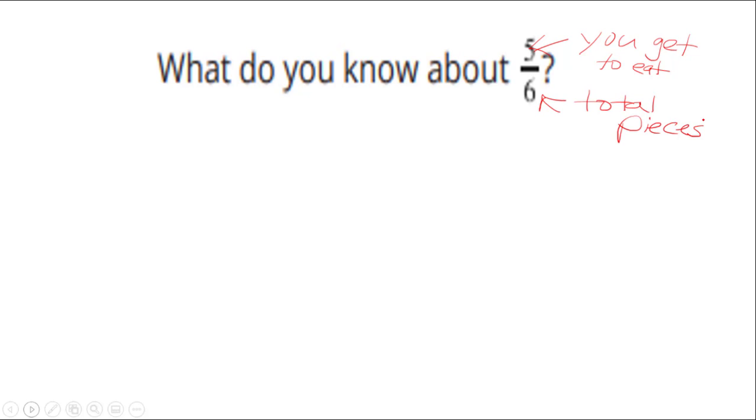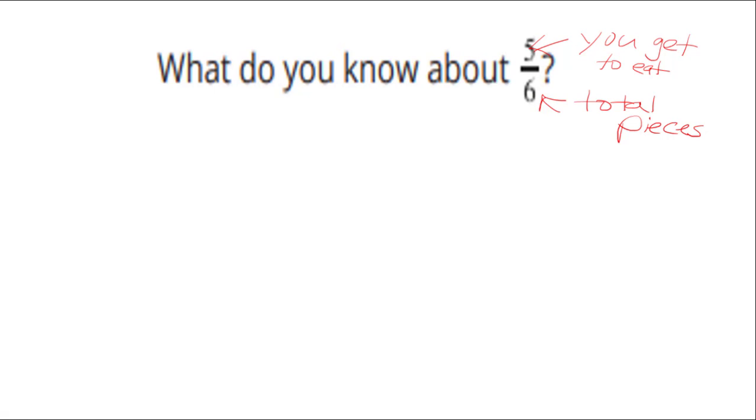So I know that I am getting to eat less than one whole cake because there are 6 total pieces in the cake and I'm eating 5. So it's almost one whole cake, but it is still less than one whole. I also know that it's more than a half because half of those 6 total pieces would be 3. So I'm getting to eat 5 pieces, so I'm getting to eat more than a half of a cake.